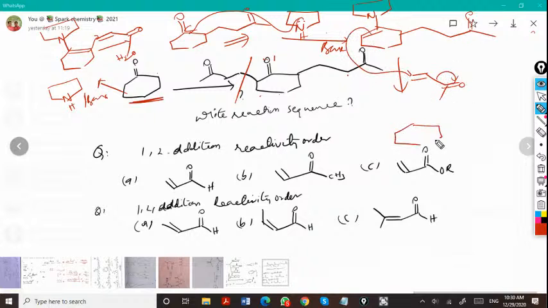So, resulting again the imine system with two attacks. Through keto-enol tautomerism, if this is hydrolyzed, it is going to give one more carbonyl group. So this could be the product.